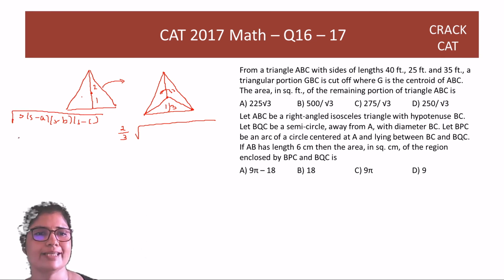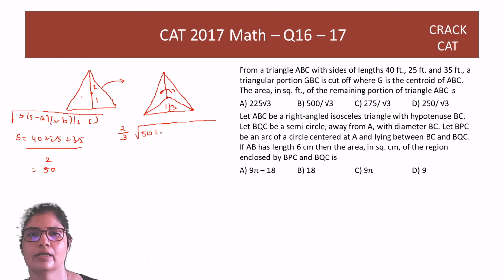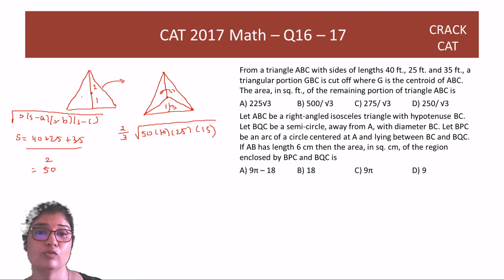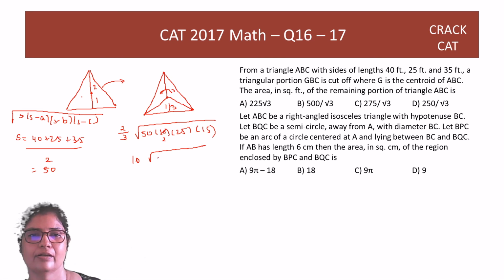So first thing we'll do is calculate the semi-perimeter. It is 40 plus 25 plus 35 divided by 2, which is 50. So this is going to be 50 into 10 into 25 into 15. So if 50, okay, let's see, let's remove the 2 from here. So this becomes 100, we took 10 out. Then I'm left with 5 into 25 into 5 into 3.